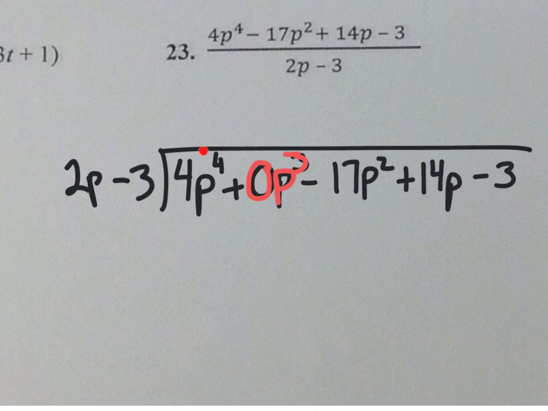2p times what will give me a 4p to the fourth? 2p to the third is the answer. Now where am I going to write 2p to the third? I'm going to write it right on top of the 0p to the third. That's why I put the 0p to the third, because you need to stay organized.